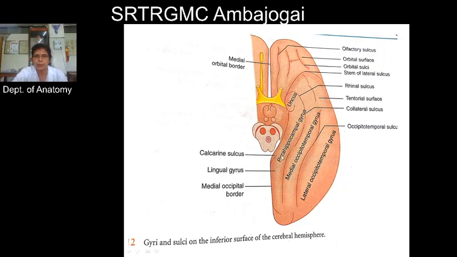tentorial surface into the parahippocampal gyrus. This is the parahippocampal gyrus. This parahippocampal gyrus, posteriorly, is continuous with the lingual gyrus. Then the medial occipitotemporal gyrus and the lateral occipitotemporal gyrus.